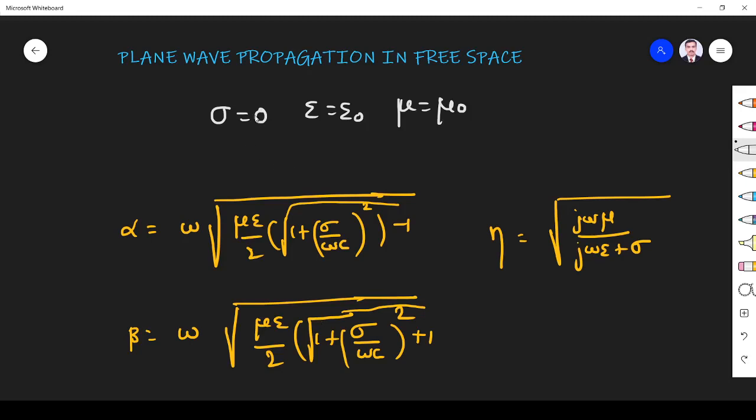What is free space? Free space is one which has these three characteristics: conductivity sigma is 0, epsilon is equal to epsilon naught, and mu is equal to mu naught. Using these parameters, we will find the attenuation constant in free space, the phase constant in free space, the intrinsic impedance, and the velocity of propagation.